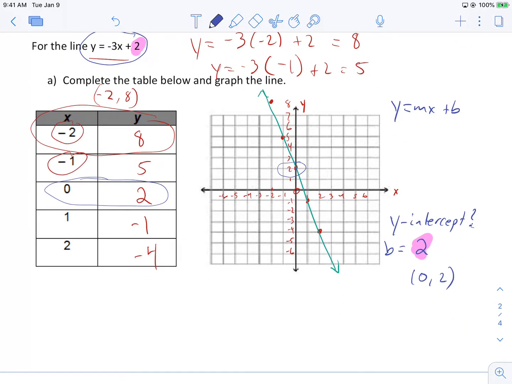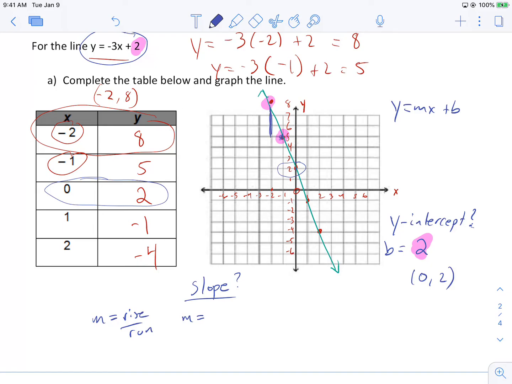What about my slope? How do I calculate my slope? Well, my slope we know is m, which is rise over run. So I'm going to take any 2 points. Maybe I'll take this point here, and that point there. I'm going to start with my further point, always. So my m equals my rise. What's my rise? I start off at 8, and I have to move down to 5.